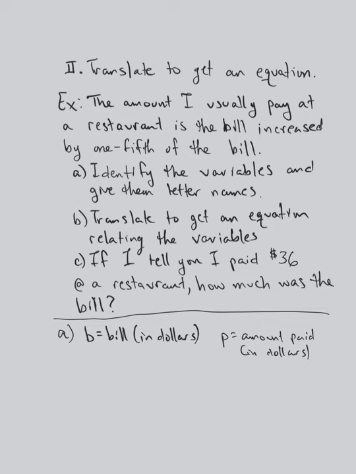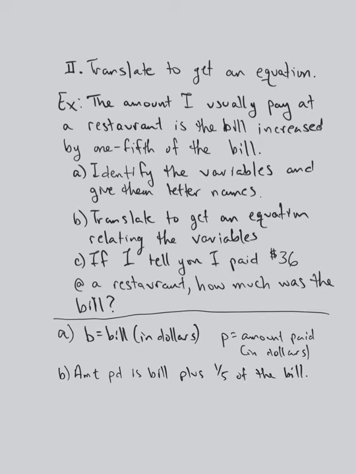So now for part B, let's write out what that says, but I'm going to abbreviate a little bit. The amount paid is the bill increased by, remember that's plus, so plus 1/5 of the bill.